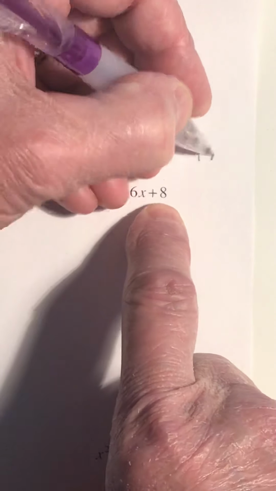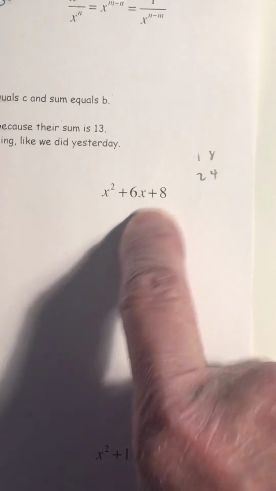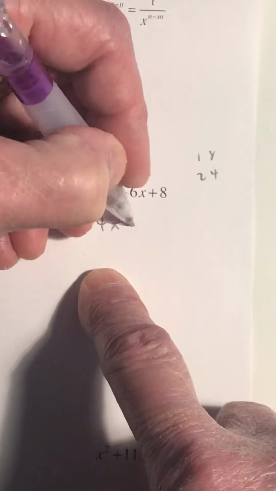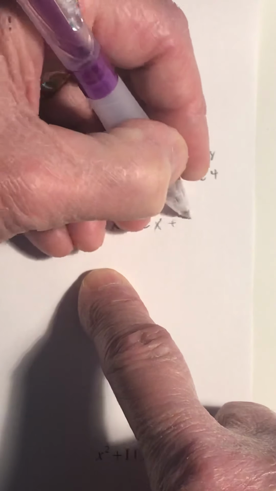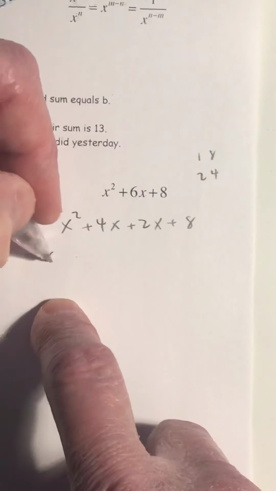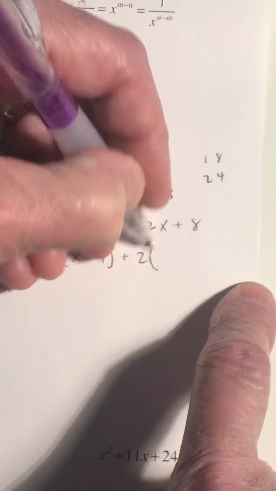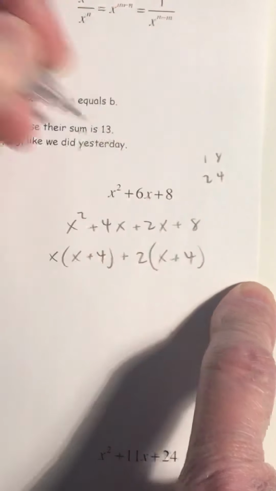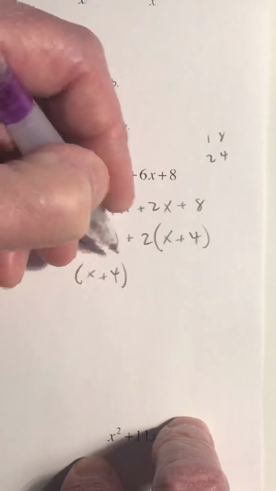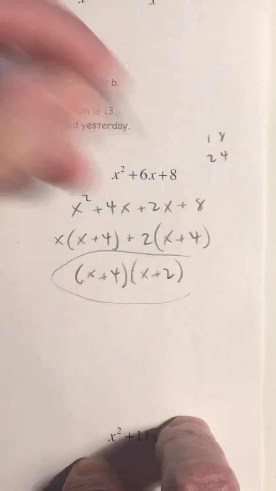How can we multiply and get 8? 1 times 8, 2 times 4. That's it. 2 and 4 add up to 6. We write x squared plus 4x plus 2x plus 8. See, there's the replacement for the 6x. And now here I can write x times x plus 4 plus 2 times x plus 4. And the common factor is right in our face there. X plus 4, x plus 2. Okay?